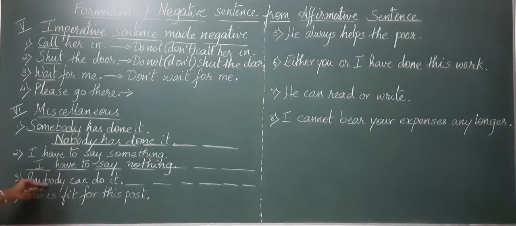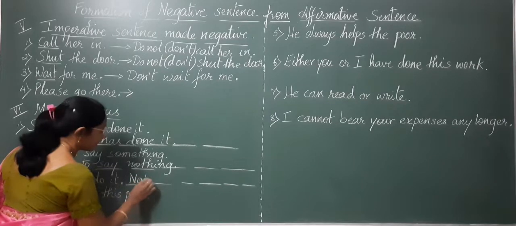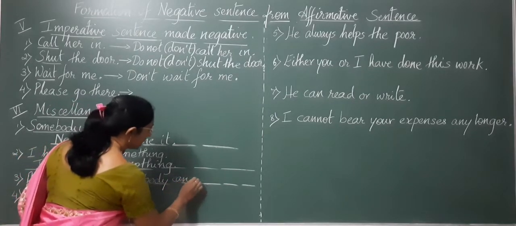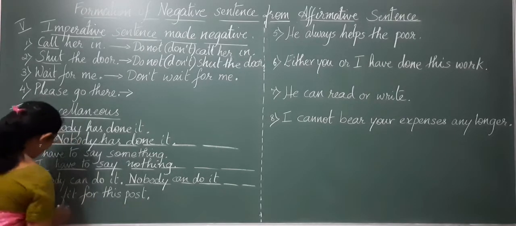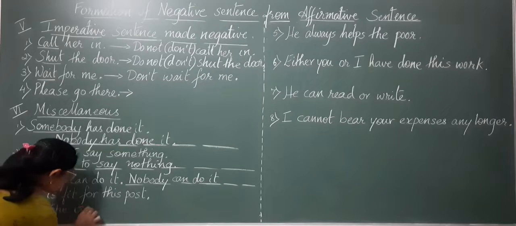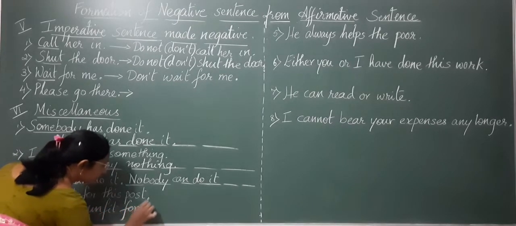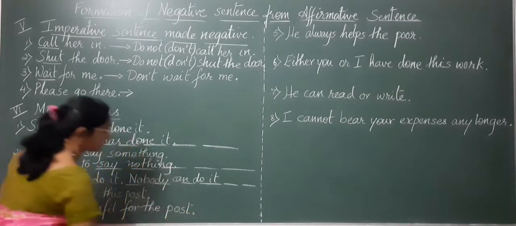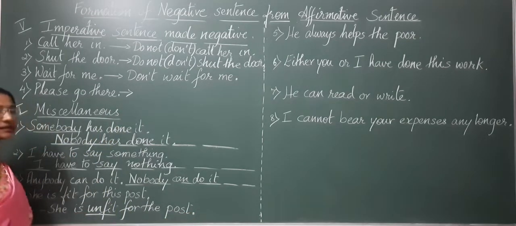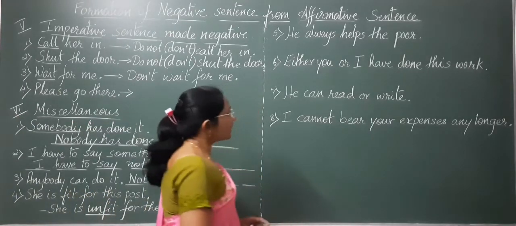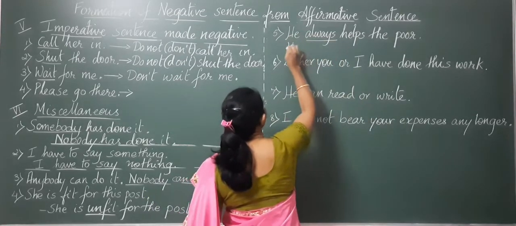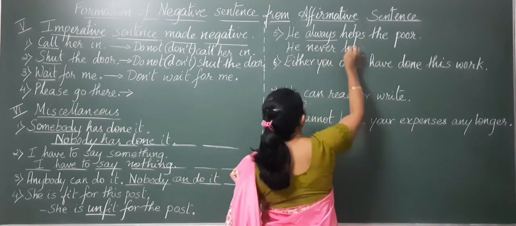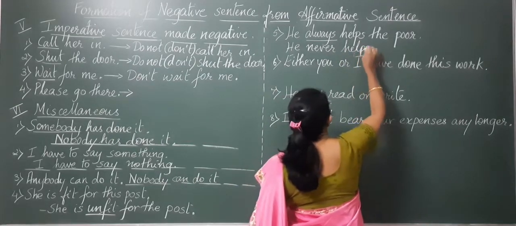Anybody can do it. Anybody made negative: nobody can do it. She is fit for this post. Make fit a negative word. She is unfit for the post. So the word unfit makes the sentence a negative sentence. He always helps the poor. Always can be made negative when it is changed into he never helps the poor.